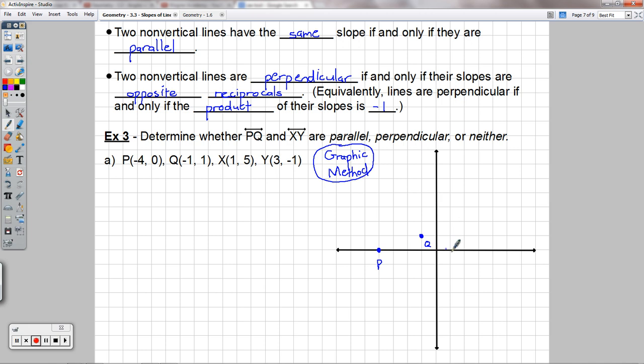And for X and Y, we have 1, 5. That's going to be right here. And we have 3, negative 1. That's going to be right here. So here's my X. Here's my Y.